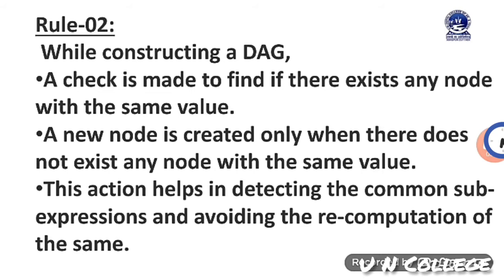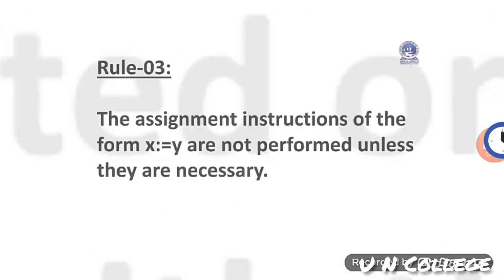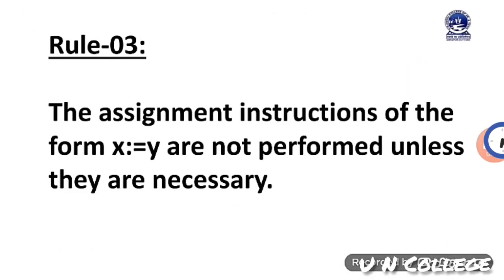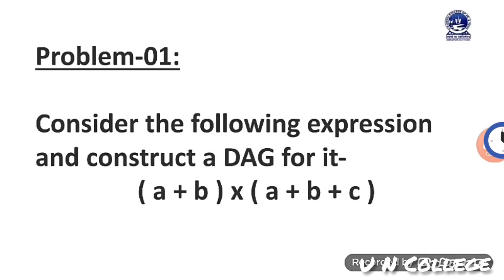Why? Because if some value already exists, then why would we create a new node? This is the main motto of this rule, and in this way optimization is implemented. Then we will discuss rule 3: the assignment instructions of the form x equal to y are not performed unless they are necessary.